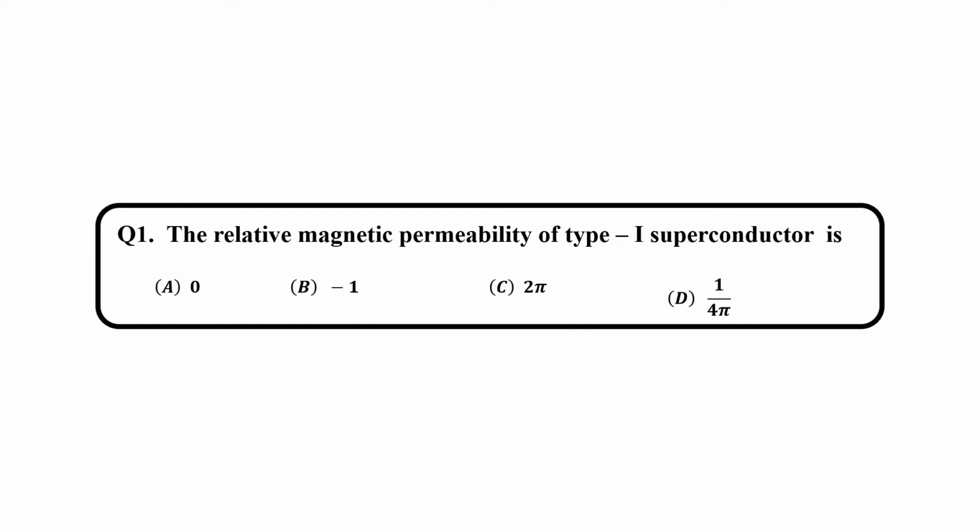The question number one: the relative magnetic permeability of the type 1 superconductor is, what is the option? 0, or -1, or 2 pi, or 1 by 4 pi. This is the question we are going to discuss now.